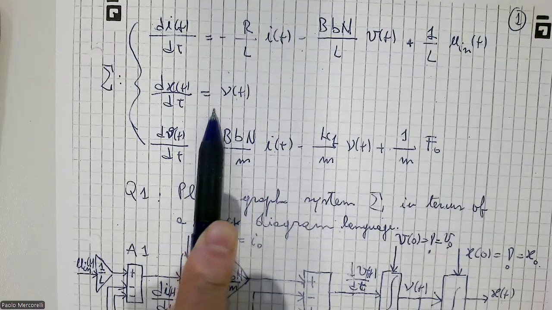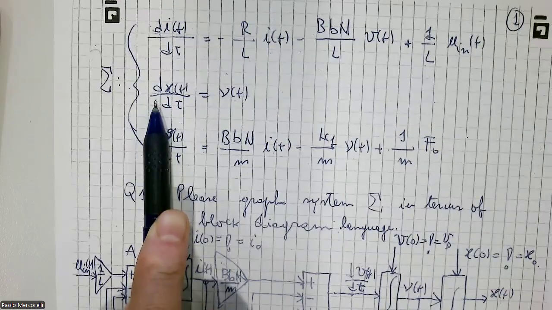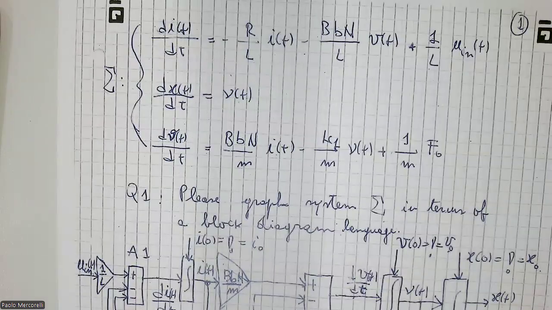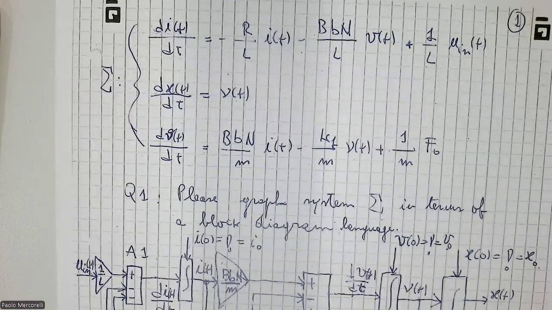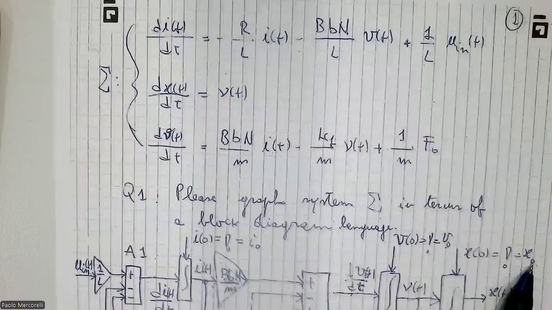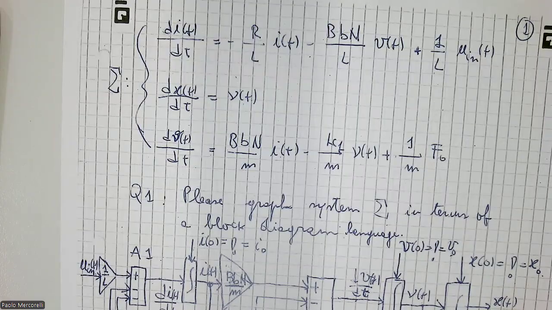This means the integral of the velocity is equal to the position, assuming that I know the initial condition of the position. I told you many times, if you remember in high school, between velocity and position, we have an integral. And of course, I have to assume that I know the initial condition. This could be also in some graphical tool like Simulink and so on, very well understood.